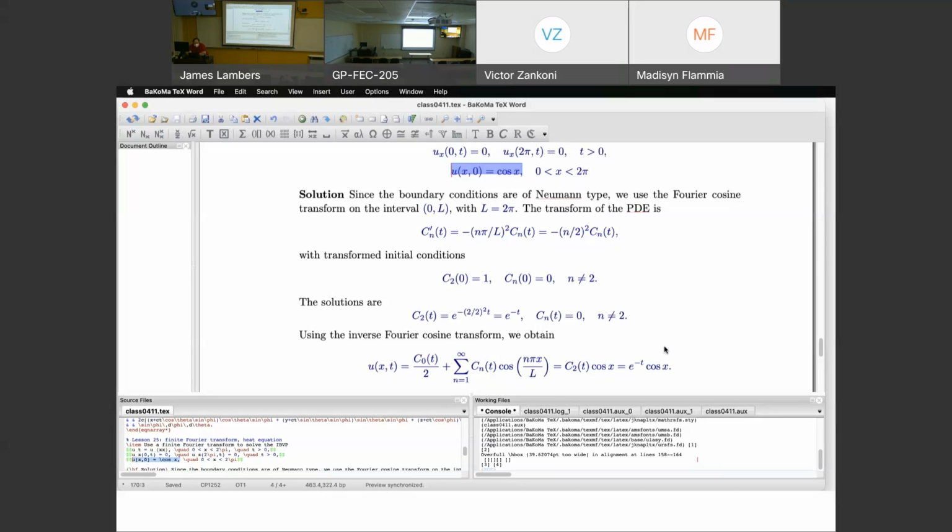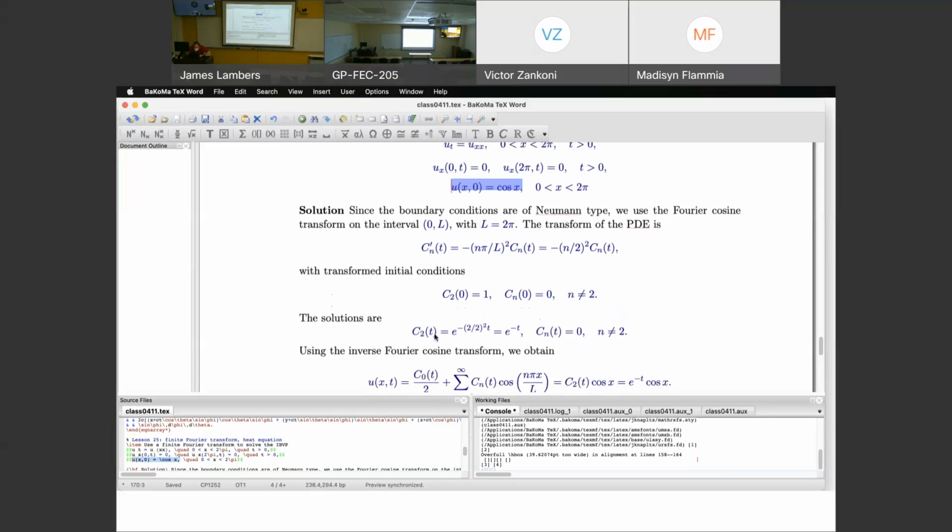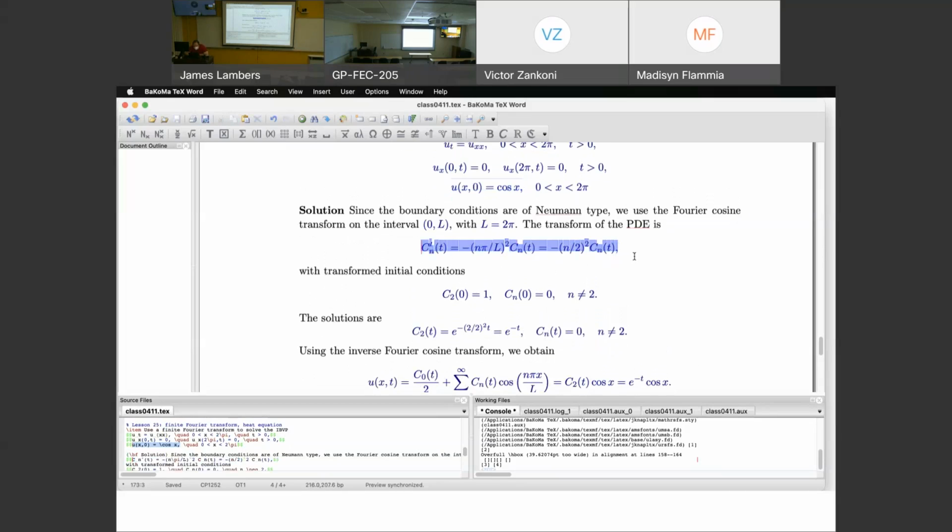Yes? Can you show how you got the e to the power of -2 over 2? Okay, here. All right. So what happens is, here are the ODEs in general for all n in this problem.